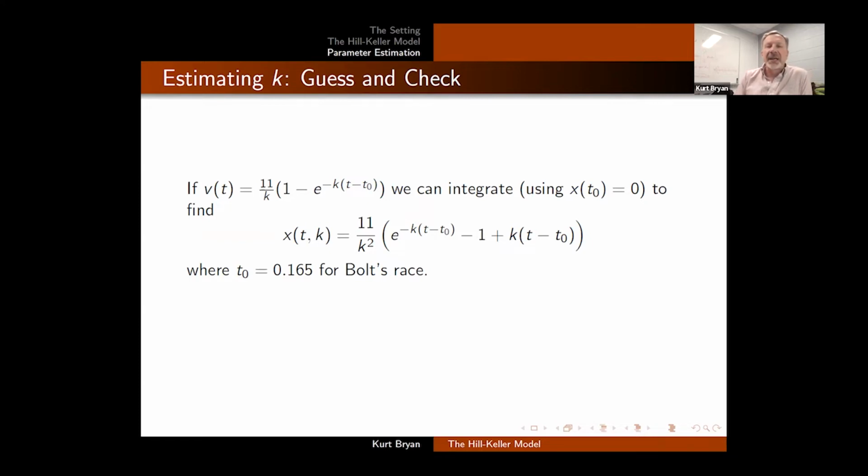t0 is known to us. That parameter k is what we'd like to estimate from the data. At this point, depending on how sophisticated you want to get, I used to just tell them, let's take a wild guess at k, plot this function x of t, and compare it to Usain Bolt's data, and just do a fit by eye. You can do that, and it works reasonably well.